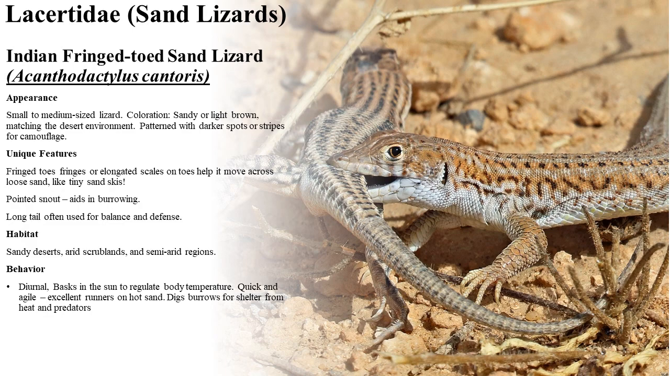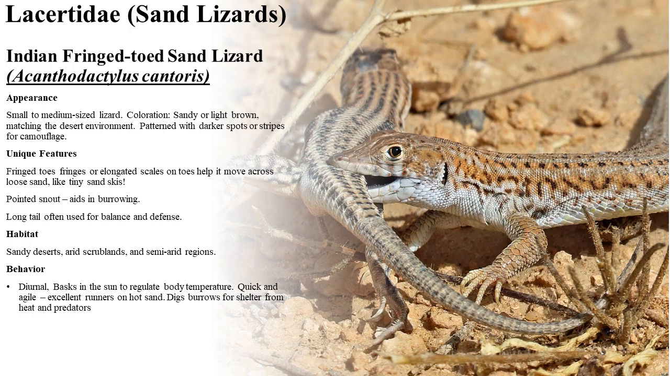Indian fringed-toe sand lizard, a common sand lizard. A small to medium sized lizard, with coloration sandy to light brown, matching the desert environment, with a pattern of dark spots or stripes for camouflage. Unique feature: fringed toes, elongated scales on the toes that help it move across loose sand like tiny sand seals. Pointed snout, long tail often used for balance and defense.